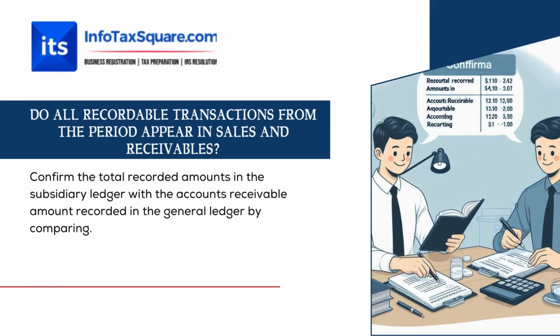Do all recordable transactions from the period appear in sales and receivables? Confirm the total recorded amounts in the subsidiary ledger with the accounts receivable amount recorded in the general ledger by comparing.